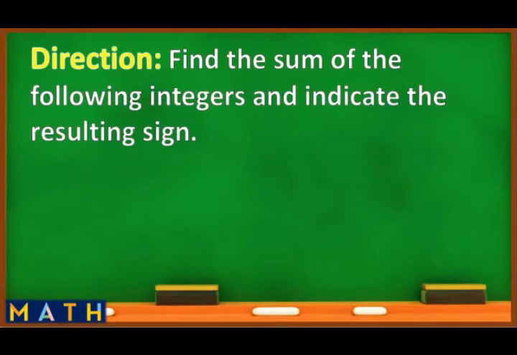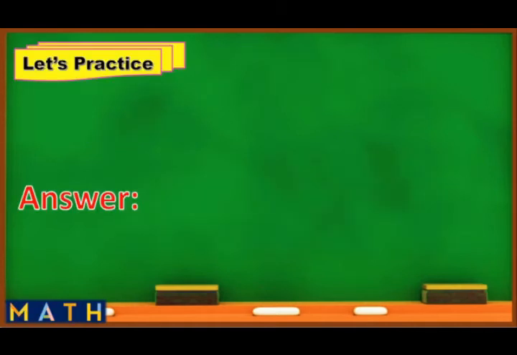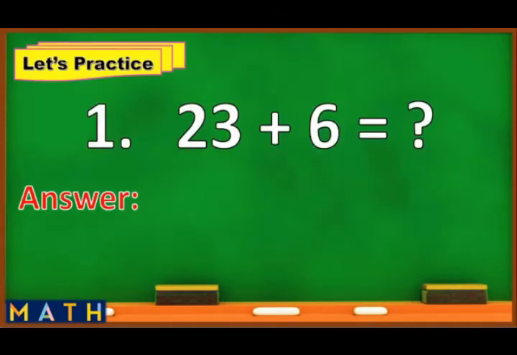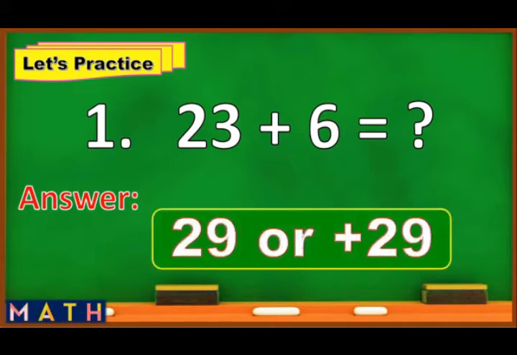Now, your assigned task is to find the sum of the following integers and indicate the resulting sign. You have to listen attentively. Ready? Let's start. Number 1. Positive 23 plus positive 6. The answer is 29, or positive 29.